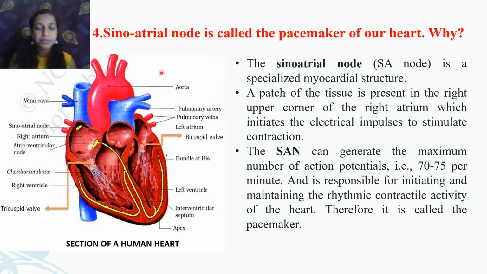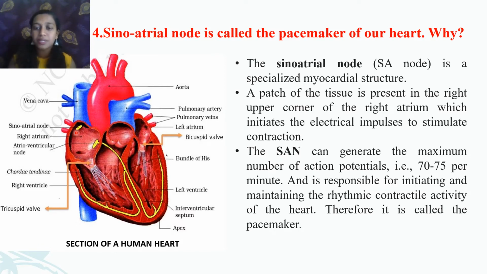Then coming to the next question, the sinoatrial node is called the pacemaker of our heart. Why? So in this picture you could see here the sinoatrial node is a patch of tissue. It is a specialized myocardial structure. A patch of tissue is present in the right upper corner of the right atrium, which initiates the electrical impulses to stimulate contraction. So this is the tissue which is responsible for electrical stimulation of the contraction. So that's why it's called the pacemaker of the heart.